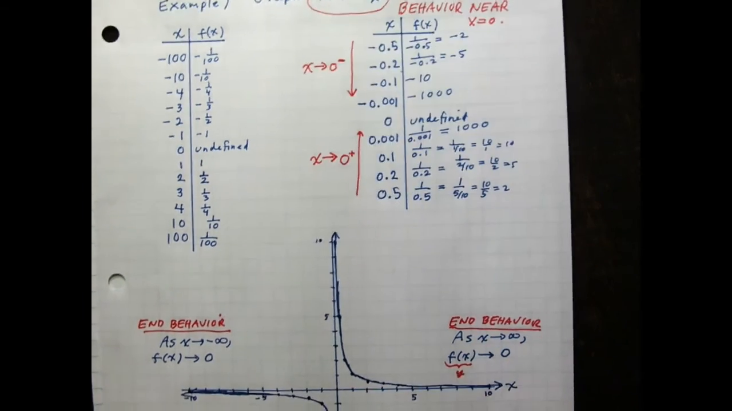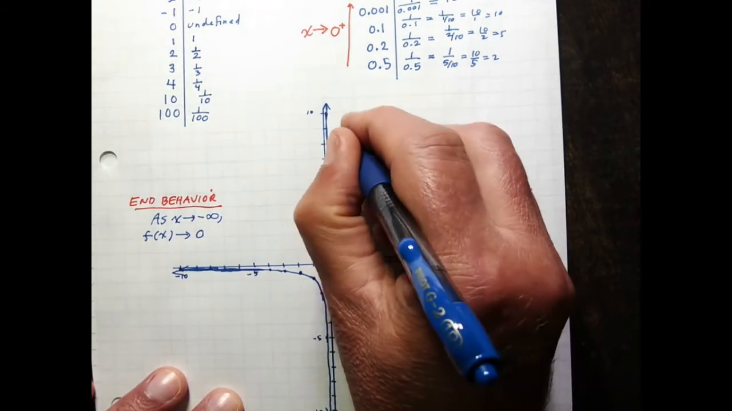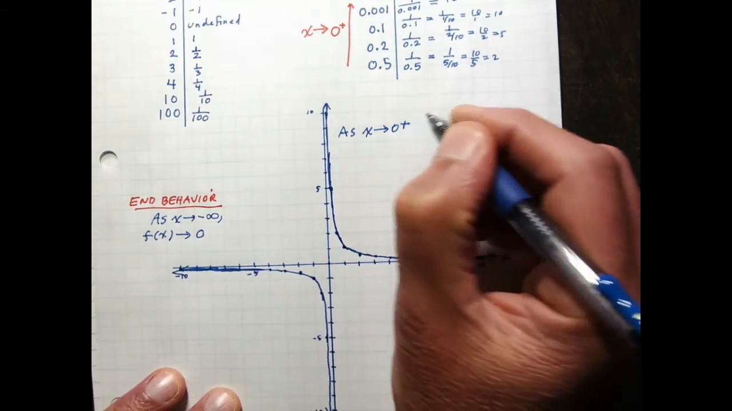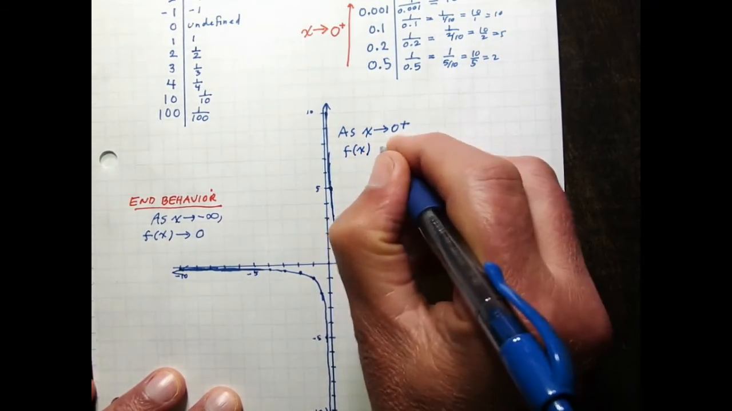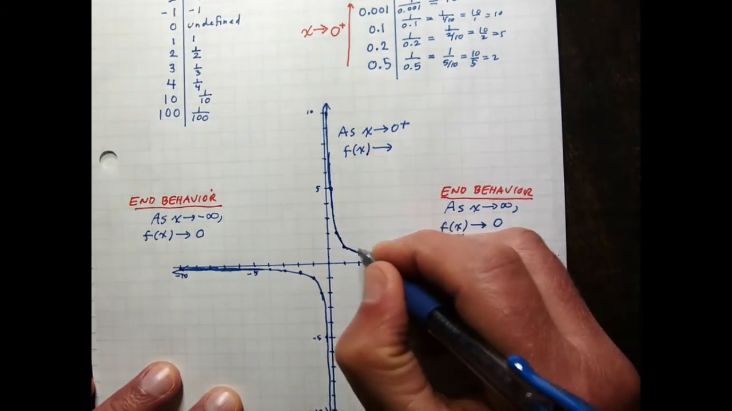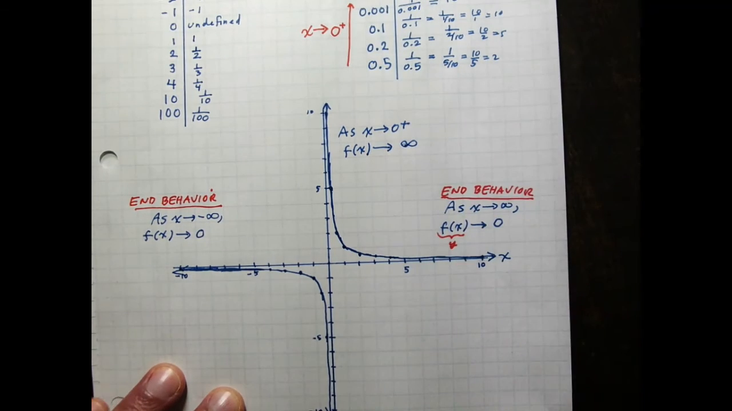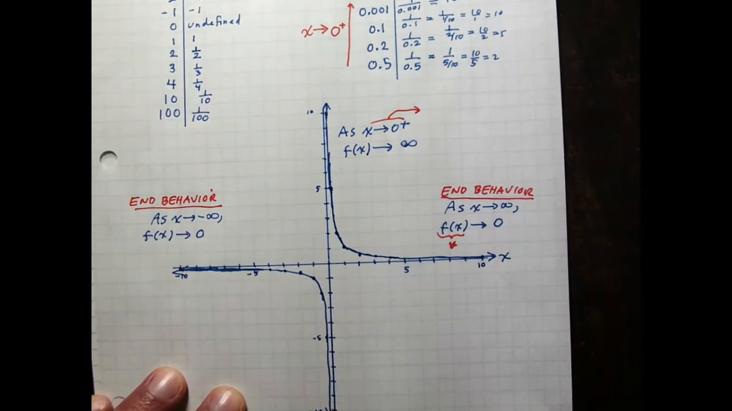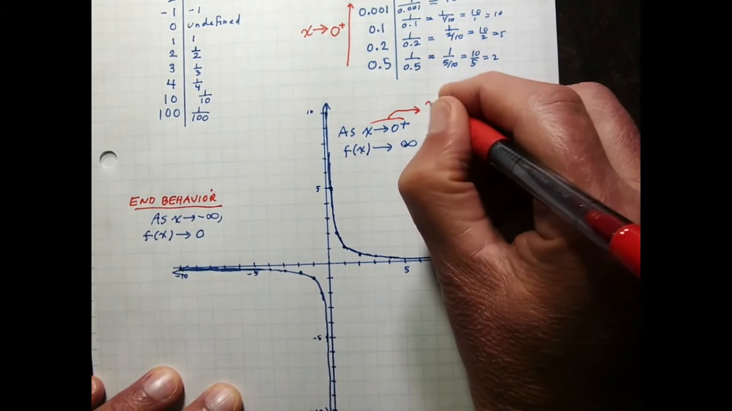Let's copy that onto the graph here. I'm going to say as x approaches 0 from the right, f of x, the y values, blow up. So the y values increase without bound, so we say they approach infinity. And I'm going to write out the words for how we read this notation because I think that's probably new for most of you.